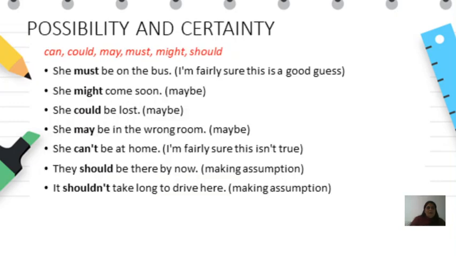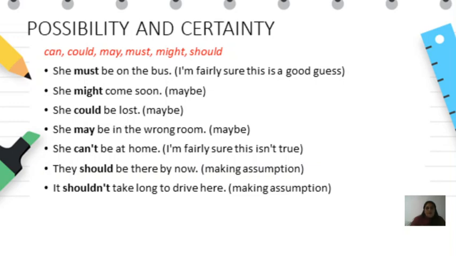The concept of possibility and certainty. She must be on the bus. I'm fairly sure, that is a good guess. She must be on the bus, but you're not 100% sure. She might come soon. She might come soon, maybe.